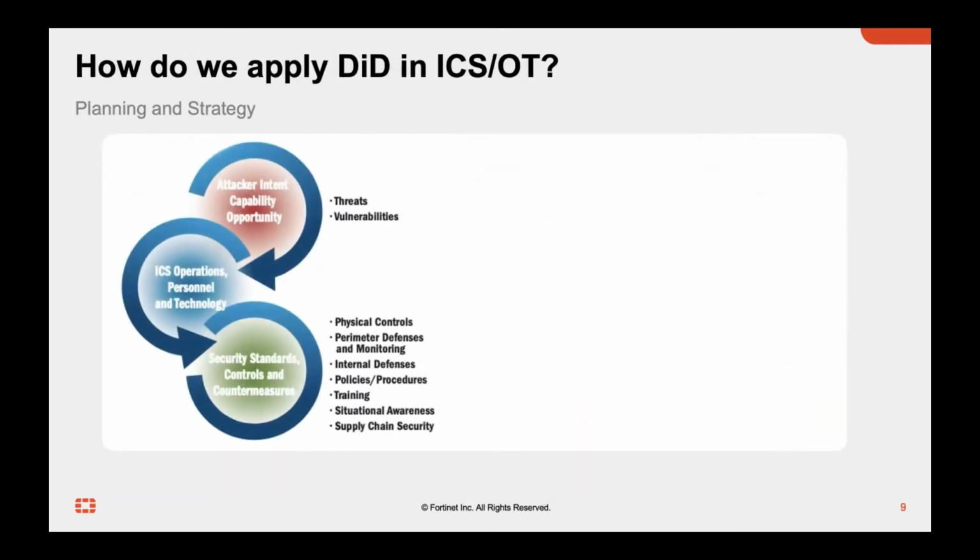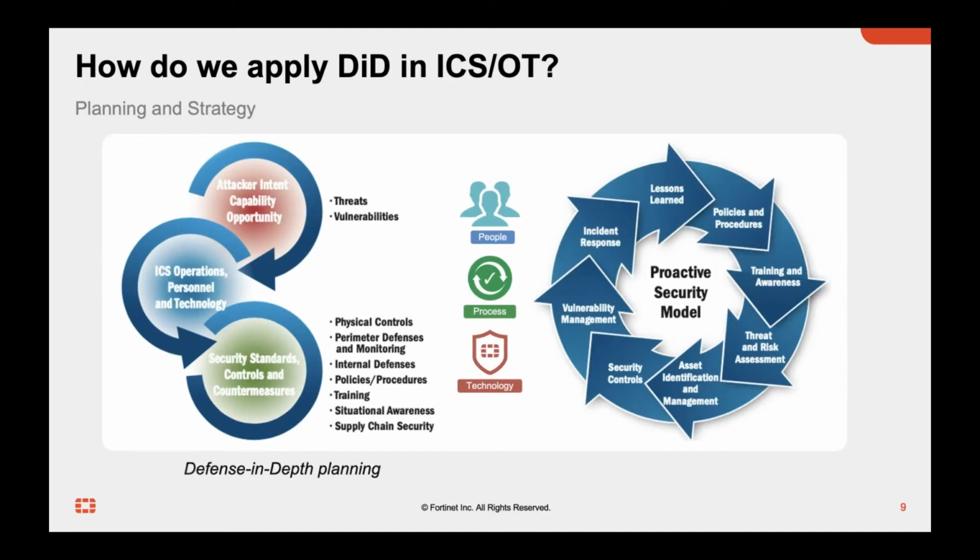So it starts with planning and strategy. We need to identify the attacker's intent, capability, and opportunity. And that basically falls in the criteria of identifying the threats and vulnerabilities. So we need to identify if we have a vulnerability in the supply chain, or a vulnerability or threat coming from remote access, and we need to identify all that. After that, we need to map all those things to specific security controls. Those security controls could be specific to people, specific to process, or specific to technology. And then we have multiple standards providing all those different security control requirements.